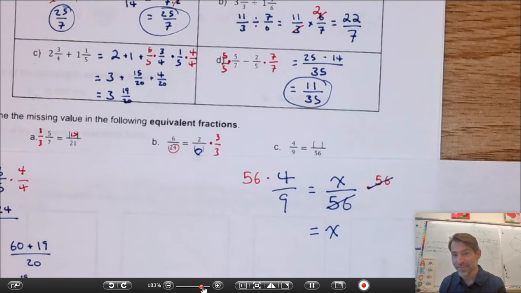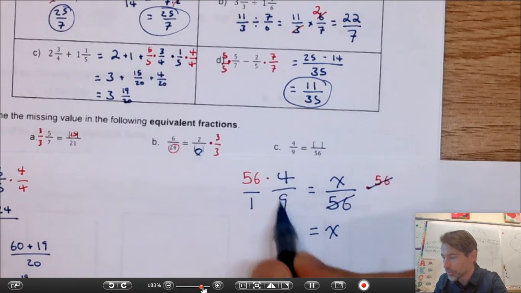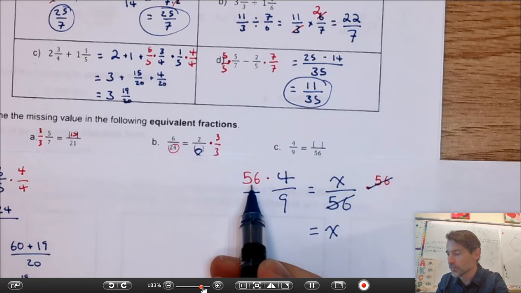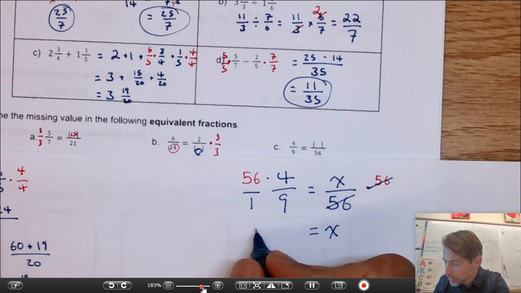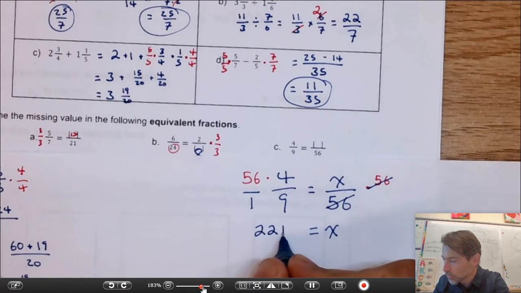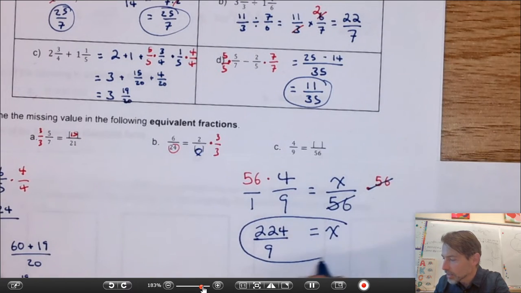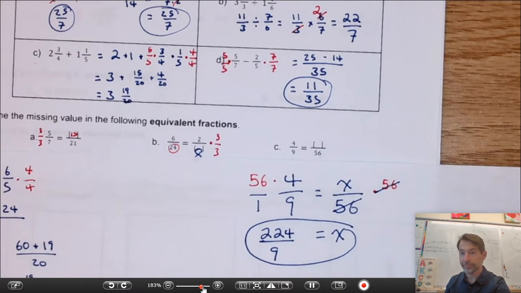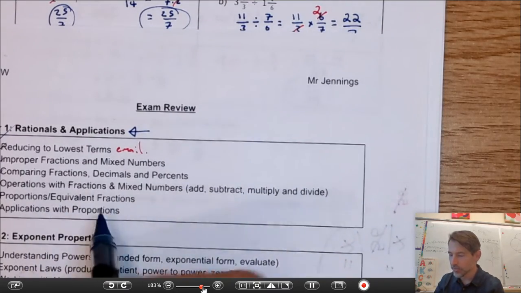And so this is already in lowest terms. We just have to do 56 over 1 multiplied by 4 over 9. So that's 56 times 4, which happens to be 224. 224 divided by 9 is equal to x. That's that. Okay, so we did some equivalent fractions there.